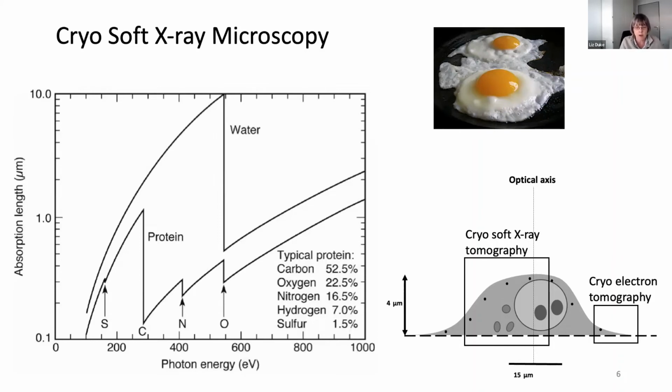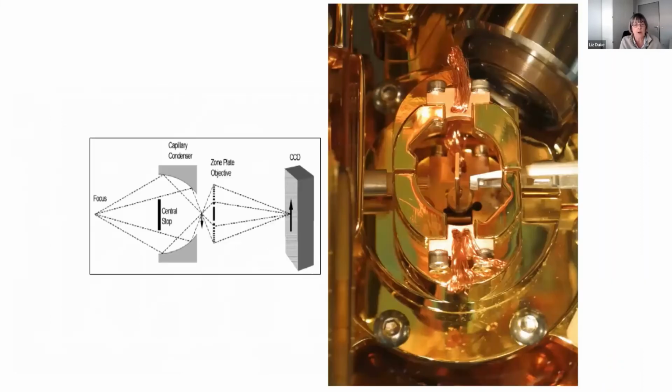The X-rays can penetrate very nicely and penetrate all the way through. But what we do have to do for this technique is plunge freeze our cells in order to protect them from the heating effects of the soft X-ray beam. And also, because the X-rays are very easily scattered, for this type of X-ray microscopy, all of our data are collected in vacuum.